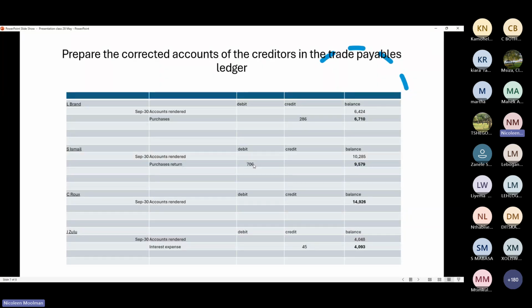So the first part of it is to reverse the incorrect entry, the credit that we posted to his account. And then the second part is to actually bring in the return.